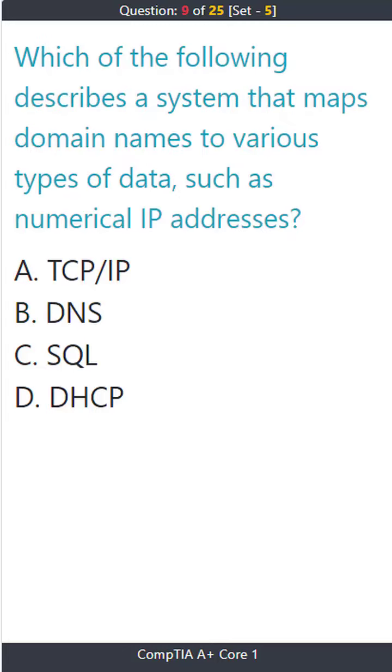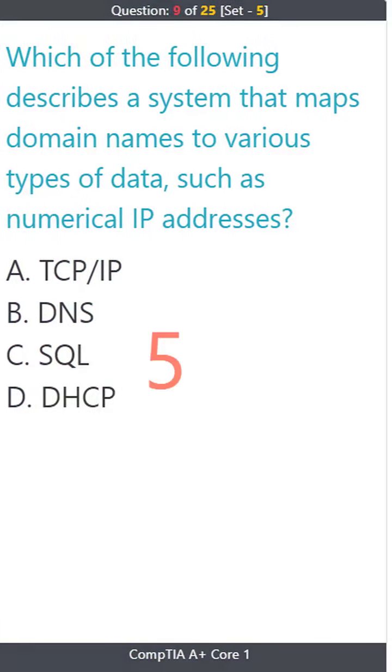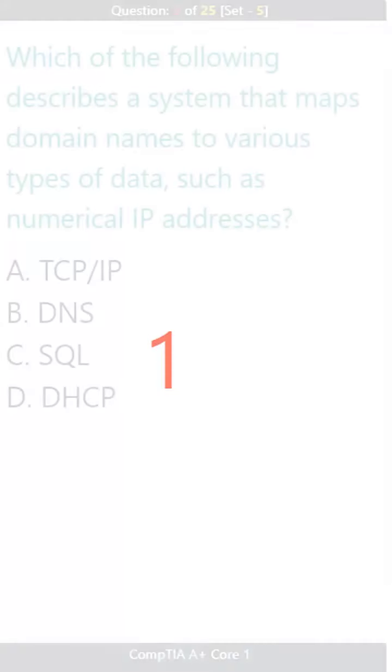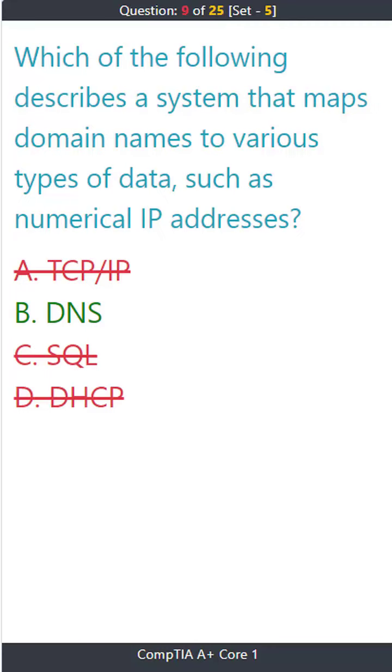Question 9. Which of the following describes a system that maps domain names to various types of data, such as numerical IP addresses? A. TCP/IP. B. DNS. C. SQL. D. DHCP. The correct answer is B. DNS.